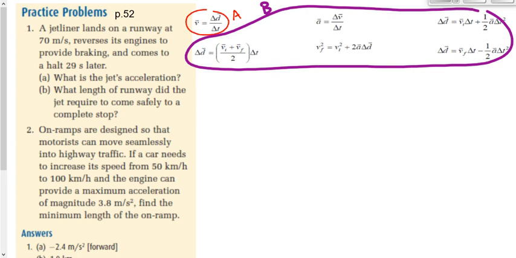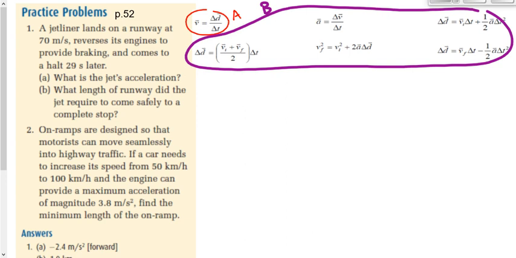Is this group A or group B? This is group B because the jetliner is decelerating, which is a negative acceleration, right? So we're going to pick from our purple equations here, the 5 of them we have, write down some givens, and then we'll see which one we try first.